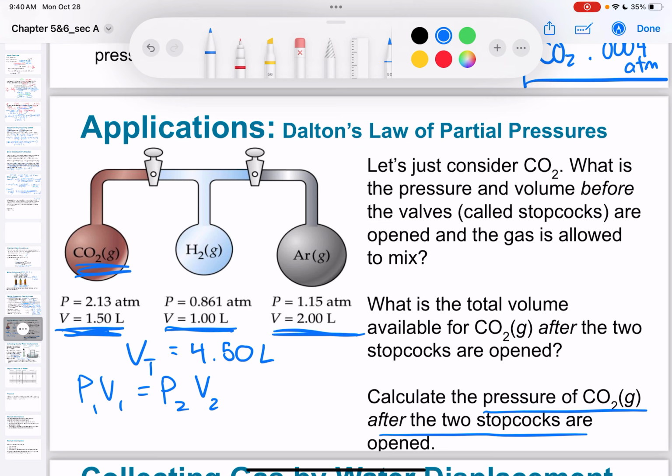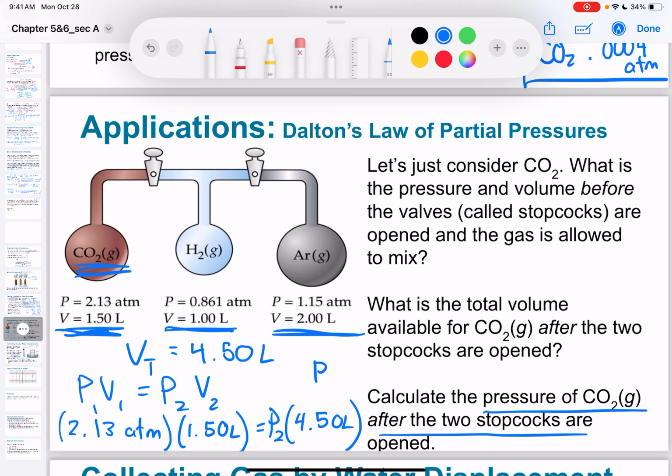Okay? So I'm going to plug in the initial ones, pressure of 2.13 atmospheres and volume of 1.5 liters. And my new pressure and the total volume once I open those valves, 4.50 liters. Okay, so that pressure 2, so this is just of the CO2, is going to be 2.13 times 1.5 divided by 4.5, or 0.71 atmospheres.